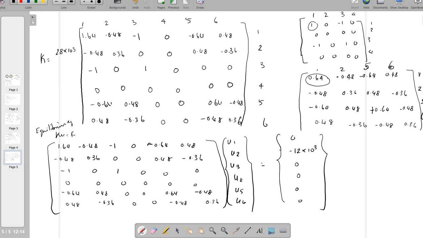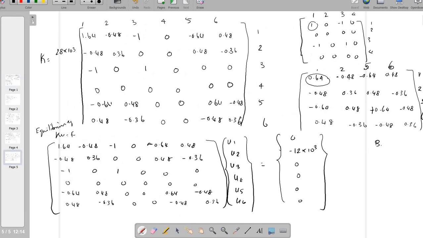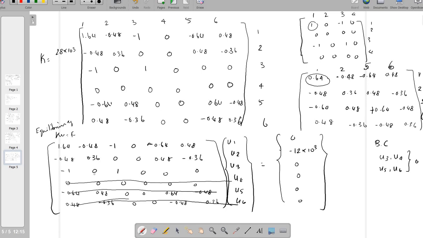Now coming to the boundary conditions, U1 and U2 are available. U3, U4 are 0, and U5, U6 are also 0 because of the fixed condition. So I am writing the boundary conditions here: U3, U4 are 0 and U5, U6 also have 0 displacement. So we can neglect the corresponding rows and columns. I am going to delete the rows of U6, U5, U4 and U3.